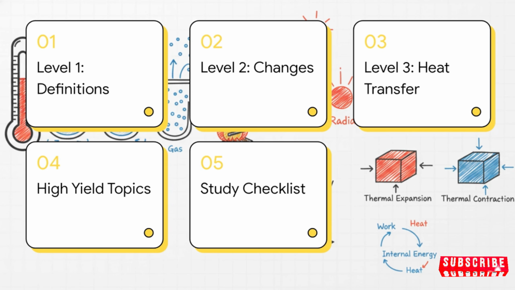We've got 5 stops. 1. Level 1, essential definitions. 2. Level 2, changes under heat. 3. Level 3, heat transfer laws. 4. High-yield exam topics. And finally, 5. A practice and study checklist. Let's get right into it.